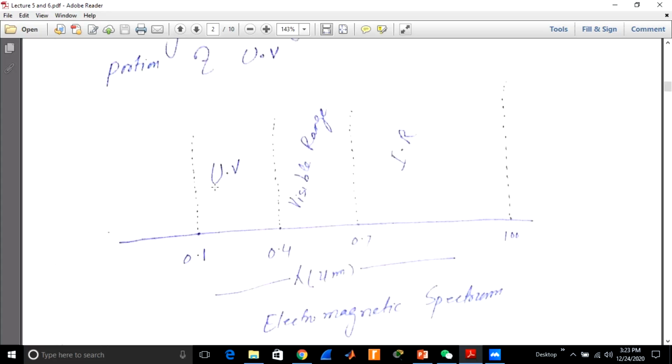So here come the different ranges of rays. Ultraviolet rays start from 0.1 micrometer to 0.4 micrometer. The visible range is from 0.4 to 0.7. The range of infrared rays is 0.7 to 100 micrometer.